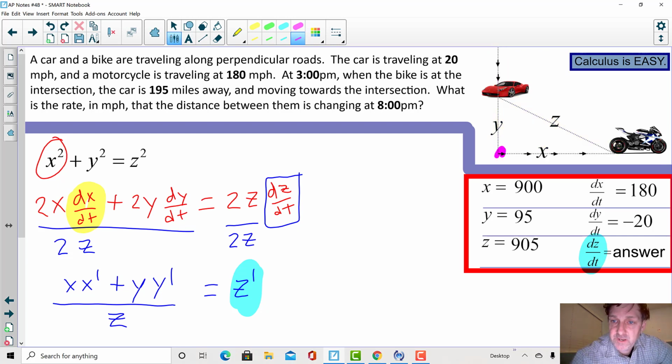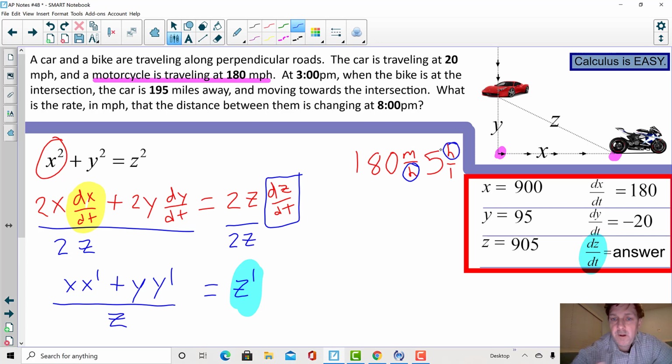Now, if the motorcycle was here at 3 o'clock, and it's now here at 8 o'clock, that means it traveled for 5 hours. I want you to notice that the motorcycle is traveling at 180 miles per hour. So we want to do 180 miles per hour times 5 hours. Okay, I think you notice that the hours are going to cancel, and our final answer will be 900 miles. So the distance from here to here is 900 miles. So we can plug in a 900 for the x. Now the car was here at 3 o'clock, and the car is here at 8 o'clock. And the car was only traveling at a rate of 20 miles per hour.